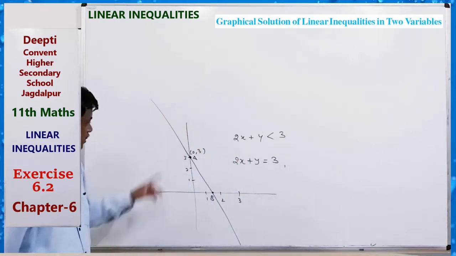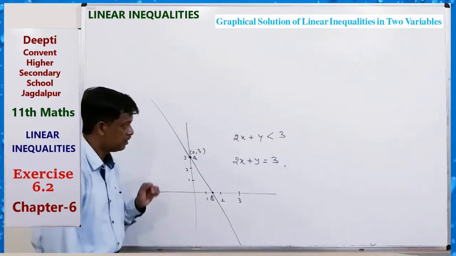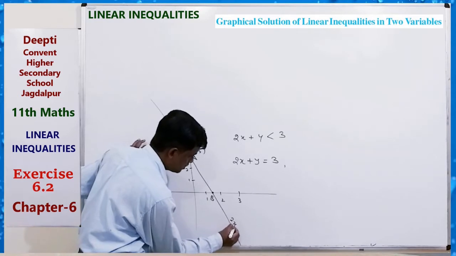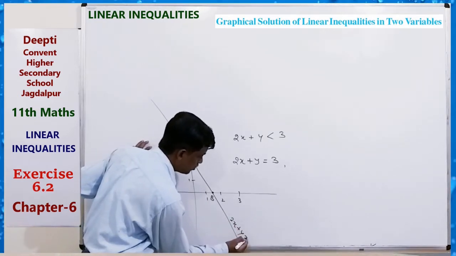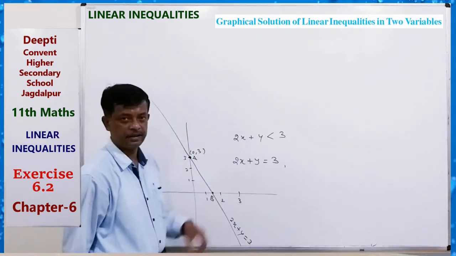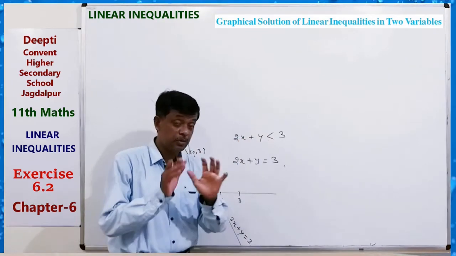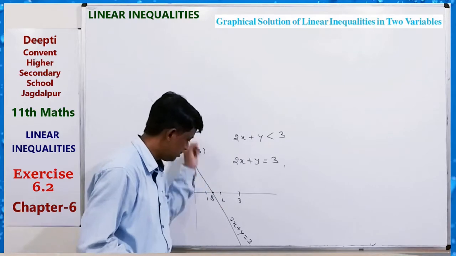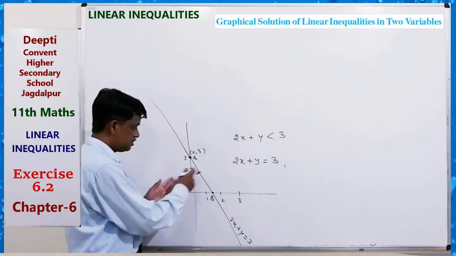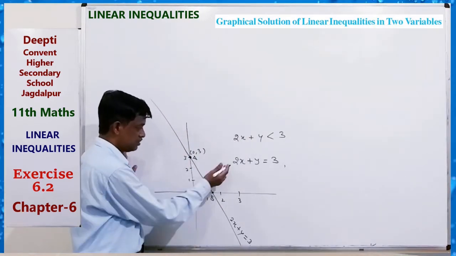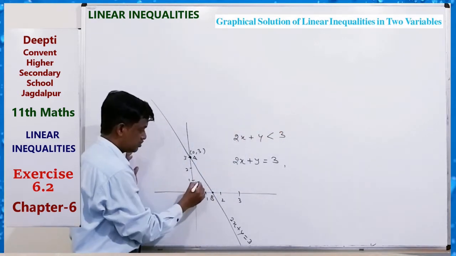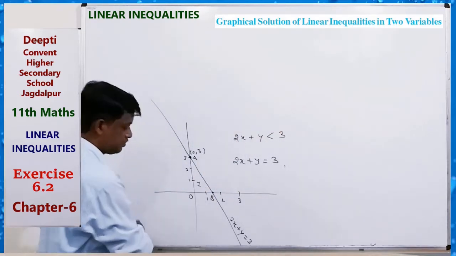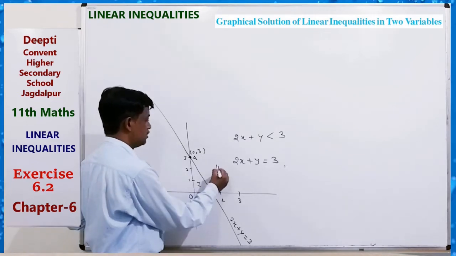Now, this is the line AB: 2x plus y equals 3. This is the line. For this inequality, we first have to draw the line. This line divides the total plane into 2 parts. One part is here and another part is here. This is the first part, suppose. Now this is the second part.